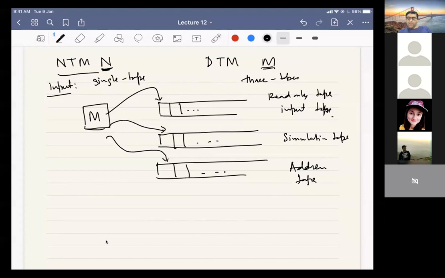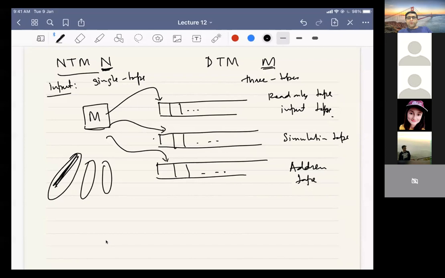So the input tape in the machine M is a read-only tape, and the machine can read from it but cannot write on it. Why is it necessary? It will become clear why. The second tape is the simulation tape. The simulation tape is the actual tape where this machine M will simulate the working of N. When it takes one branch of the tree, that branch will be simulated on this tape. Whatever it has to do, it will do on the simulation tape, and once it finishes, it will take the second branch and the third branch and so on.